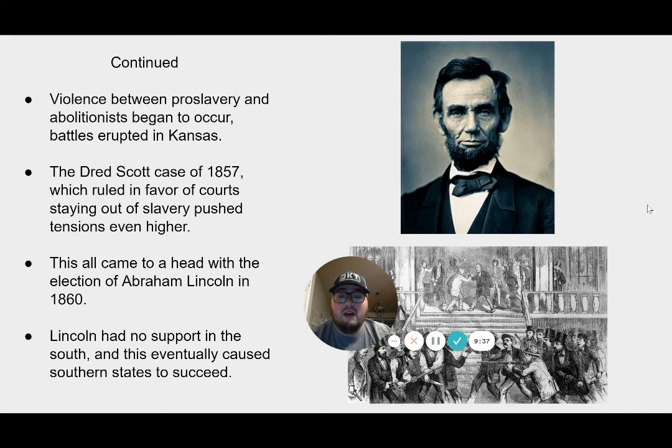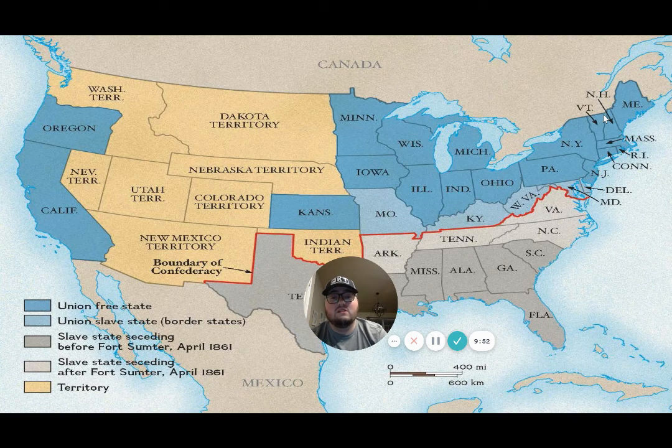Okay, this all came to a head while the election of Abraham Lincoln in 1860 was going on. Lincoln had no support in the South, and this eventually caused southern states to secede. They didn't even view him as their president. So this was kind of the rallying cry of what leads us into the Civil War.